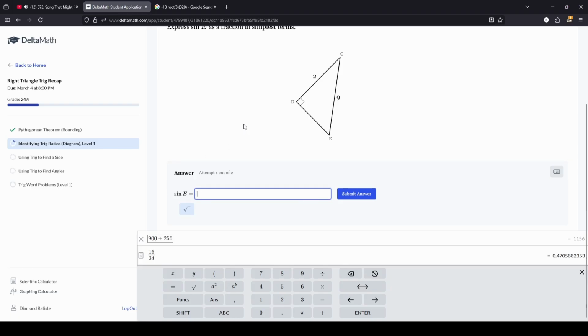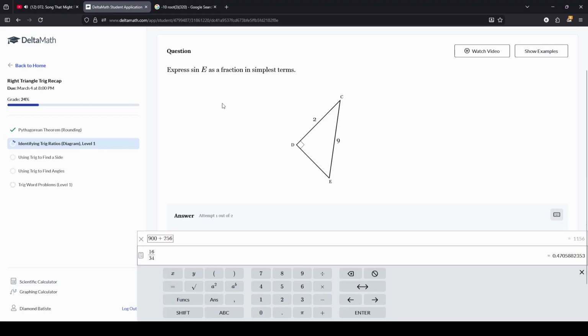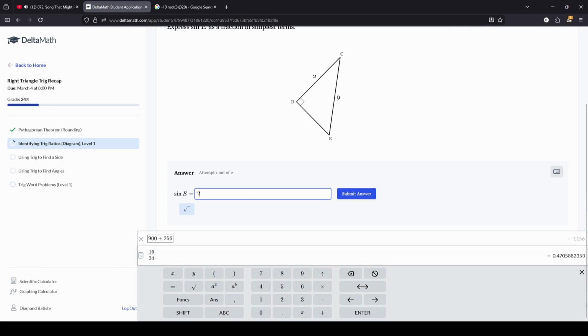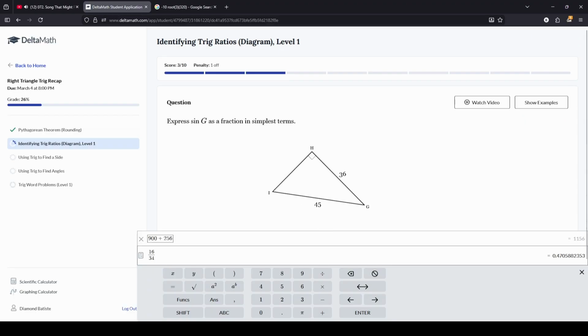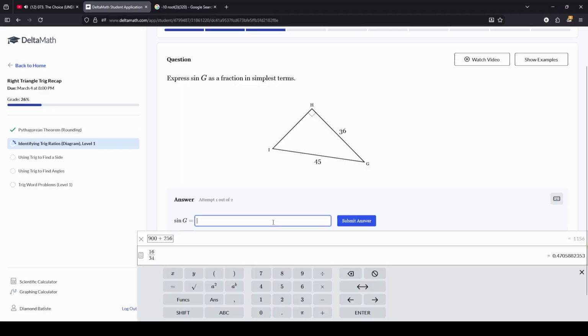This is sin with E. So sin goes into left and right. Okay. And since it wants a fraction, I can just put 2 out of 9, right? That's what it looks like. Whoa! 3 out of 10!